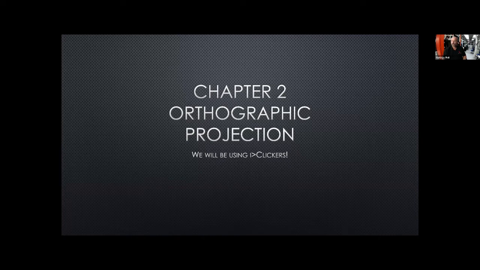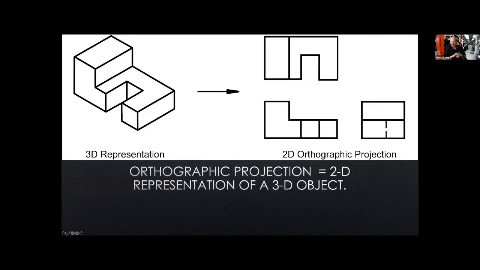So orthographic means you're going to look at an object at right angles. So you're going to look at views that are at right angles to each other. So that's what orthographic means. Okay. Here's an orthographic projection. On the left side is a three-dimensional representation of a widget. This might be similar to something you're drawing in SolidWorks. And orthographic is a 2D representation of a 3D object.